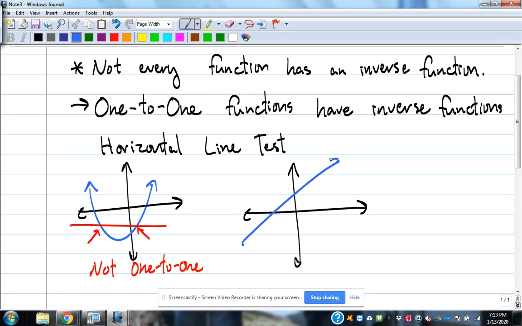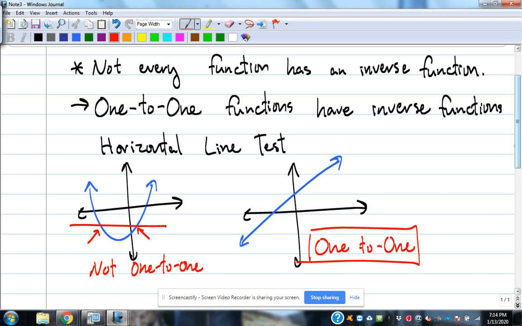Something like this. Straight line like that. That passes the vertical line test. No matter where I put a vertical line, it only touches it once. And then it passes the horizontal line test. No matter where I put a horizontal line, it only touches once. So that is a one-to-one function. So horizontal line tests can decide if a function is one-to-one or not. And the best thing to do is just look at the graph. Don't try to pick x values and all that jazz. Just graph it and look at the graph.